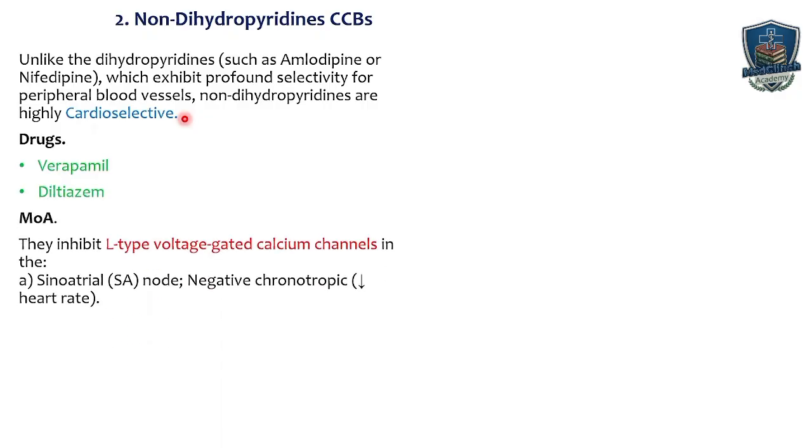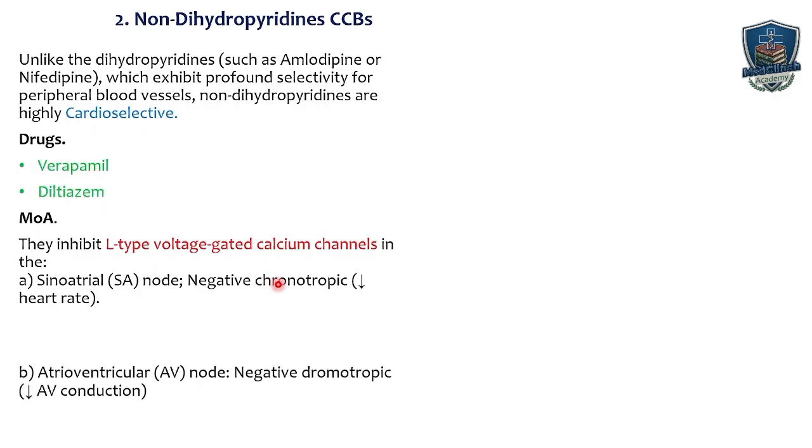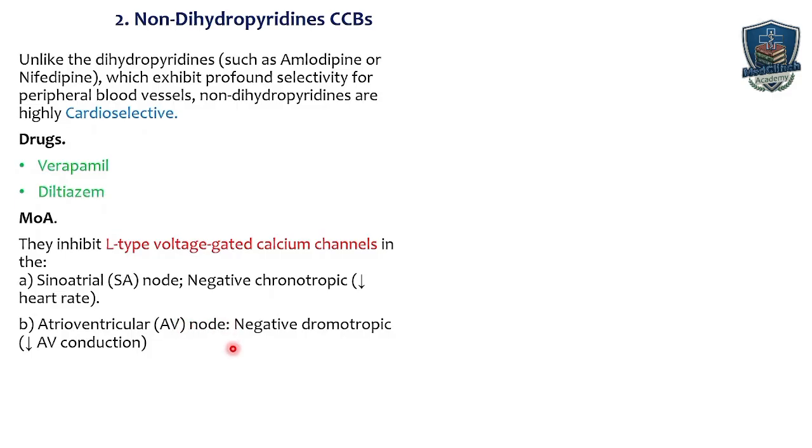Now, the mechanism of action is very similar to the dihydropyridines, the only difference being that they act on a different site. They inhibit the L-type voltage-gated calcium channels in the sinoatrial node, leading to a negative chronotropic effect: they decrease the heart rate. When they act on the AVN, they lead to a negative dromotropic effect: they decrease AV conduction. And when they act on the cardiomyocytes, they lead to a negative inotropic effect: they decrease contractility. These are the various sites these drugs work on.